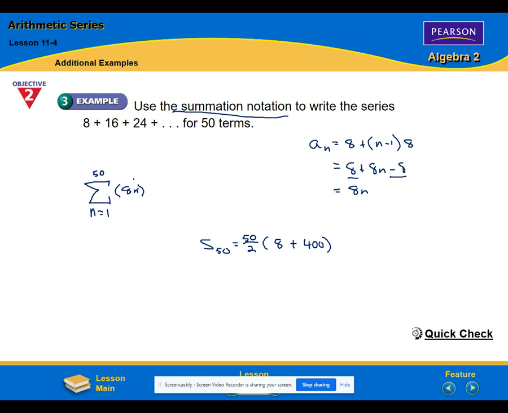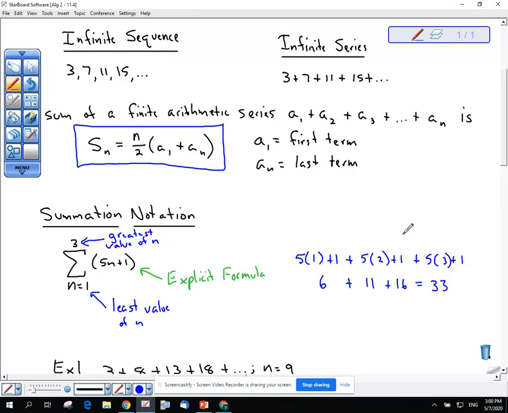Okay? So then if you just do on your calculator 50 over 2 times 8 plus 400, it's 10,200. That's what the sum actually would be. Now, they didn't ask for that here. You really only need to answer the questions they're asking for, but that is what the sum would be. And that's proof better than anything that the formula is worth something. Okay? You don't want to do 8 plus 16 plus 24 plus 32 plus et cetera, 50 times. All right, almost done.